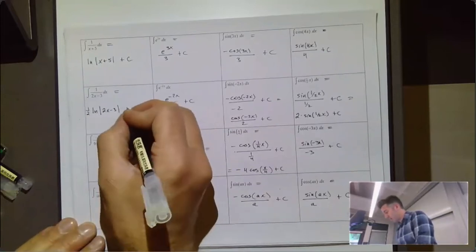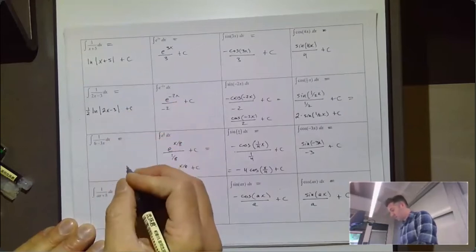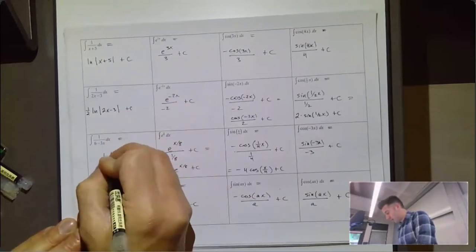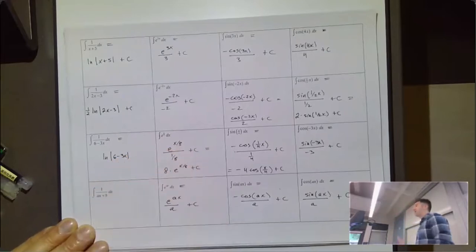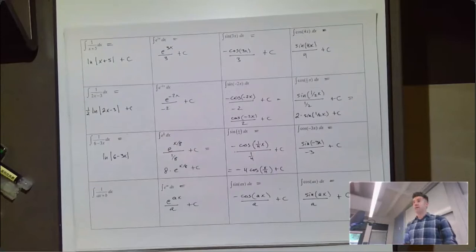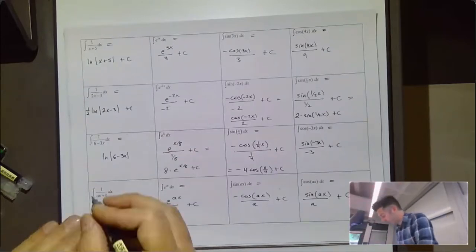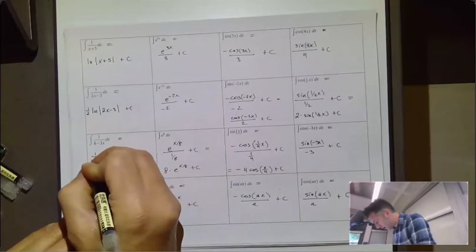Same idea in this next one. This is going to equal the natural log of 6 minus 3x. And then what constant multiple am I going to have to divide by? Yeah, good. You got the negative. I'm going to have to divide by a negative 3.